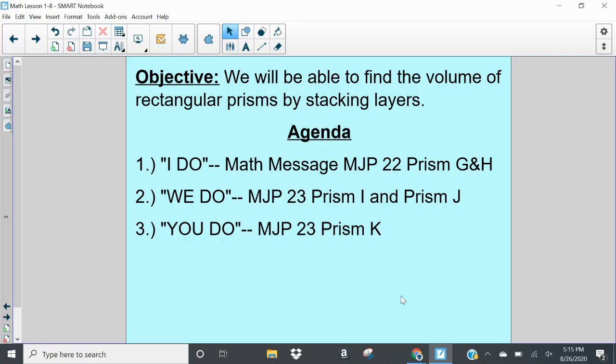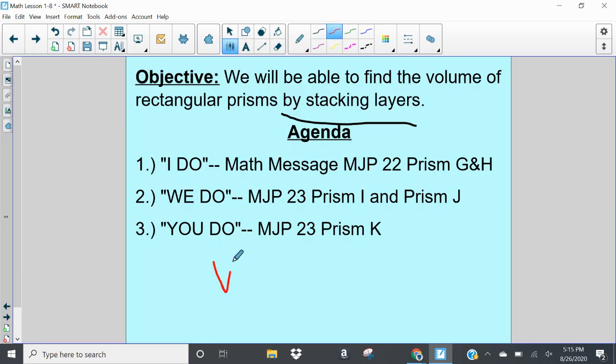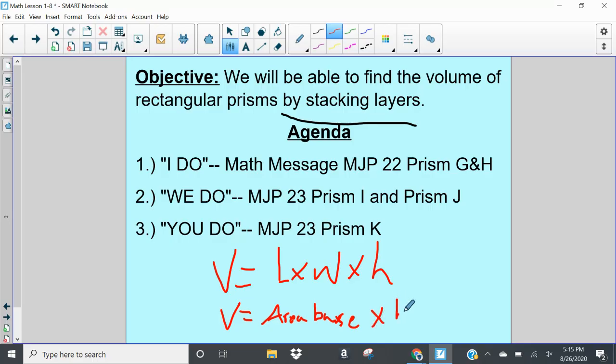Today's lesson, our objective is we will be able to find the volume of a rectangular prism by stacking layers. Today's lesson, you're going to be using this formula. Yesterday's formula that we used was volume equals length times width times height. Okay? Today's formula is going to be area of the base times height. All right?